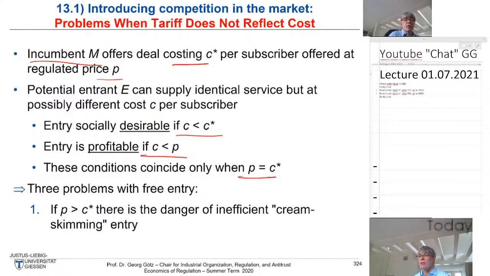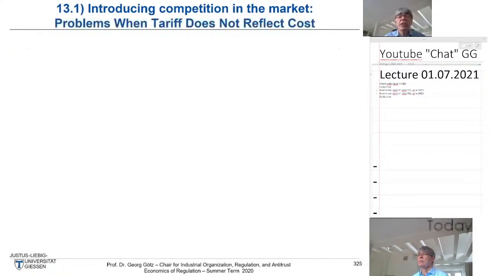If the price does not reflect costs, if price is above costs, there is a danger of what economists call cream skimming entry. In German, this would be Rosinenpicken, or in Bavarian, Rahmenabschöpfen, which is even a literal translation of this cream skimming here. Okay, we will go into detail below.